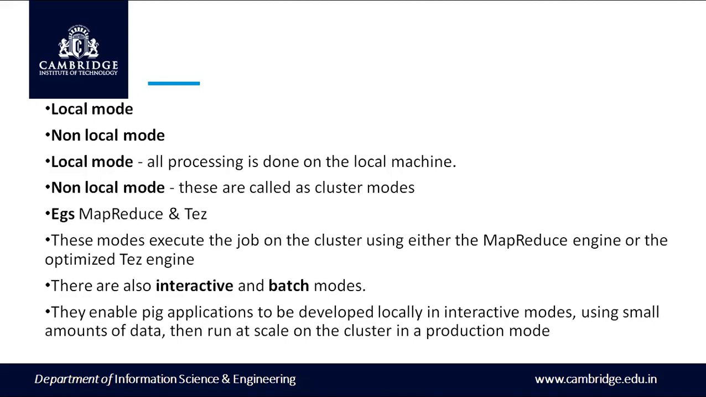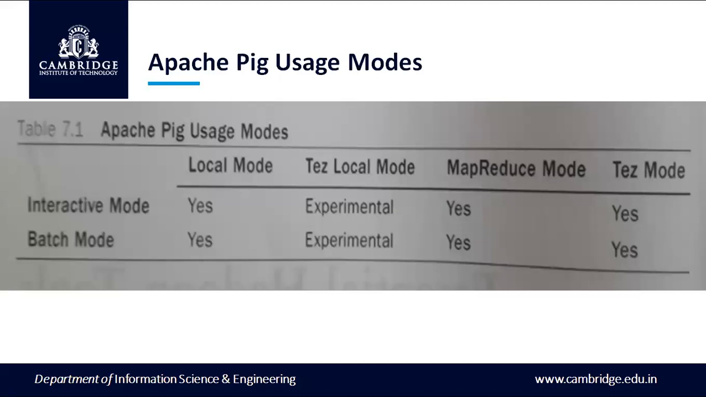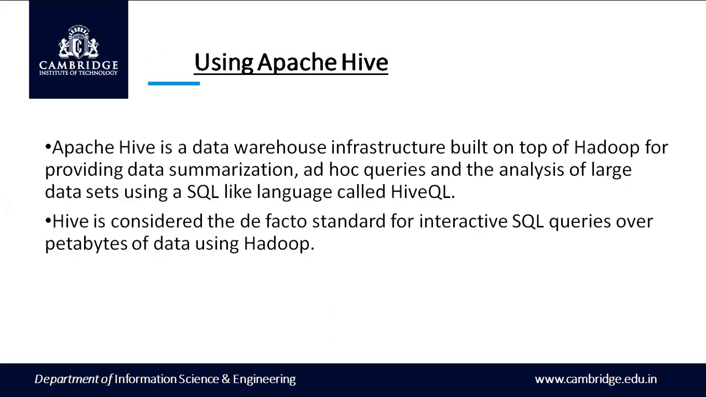So if it is an interactive mode, only small amounts of data are used. If it is large-scale data, then it is in production mode. This is an example of usage modes. We have two usage modes here, interactive mode and batch mode. So local mode, non-local mode, MapReduce mode, Tez mode. These are the Pig usage modes.